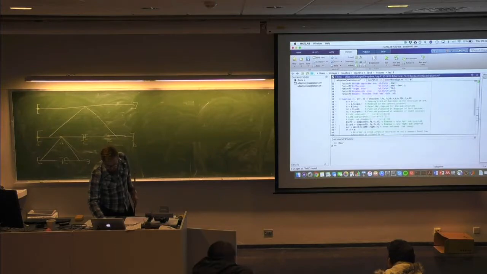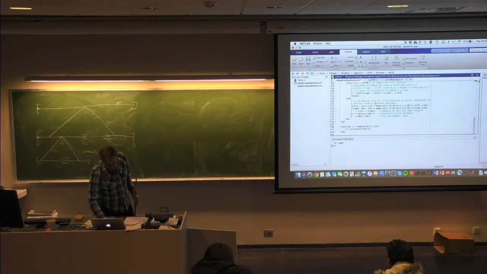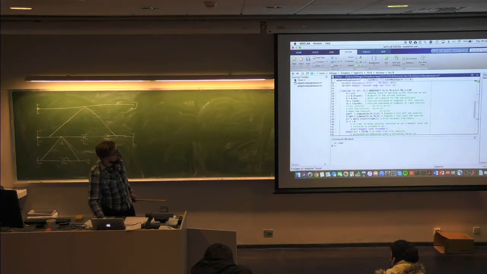So you see, this is just a function, and it calls itself. So adaptive there, and that's also the name of the function, which is what makes it our recursive function. Calls itself.